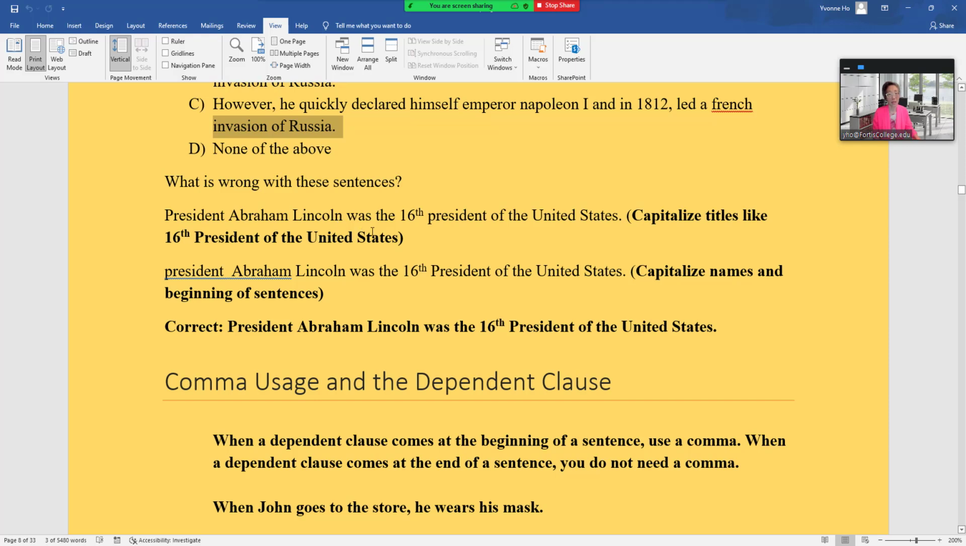President Abraham Lincoln was the 16th President of the United States. And so here, this sentence is wrong because you have to capitalize President. So you got to capitalize titles like 16th President of the United States. So this sentence is wrong. President Abraham Lincoln was the 16th President of the United States. You have to capitalize words at the beginning of a sentence. And you got to capitalize titles. So therefore, this sentence is wrong. So it's correct when you say President Abraham Lincoln was the 16th President of the United States.